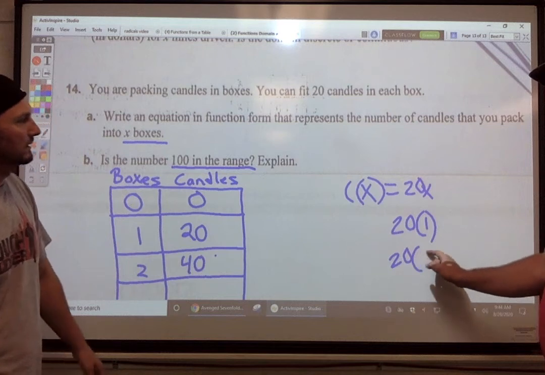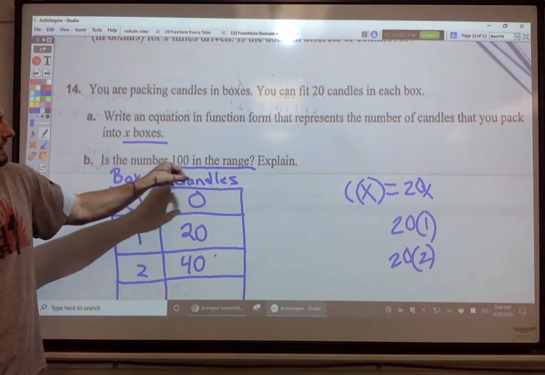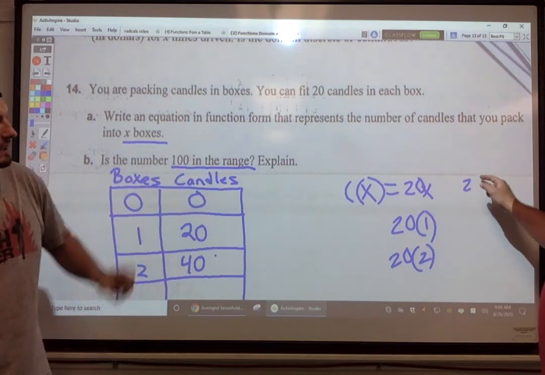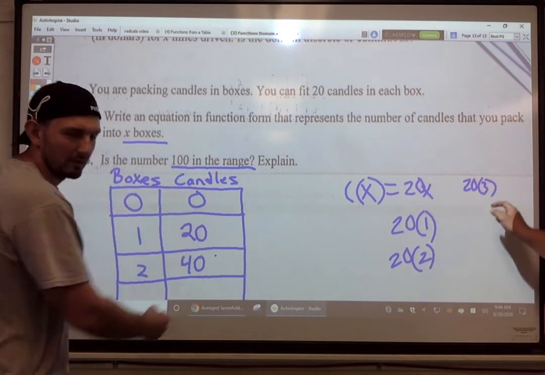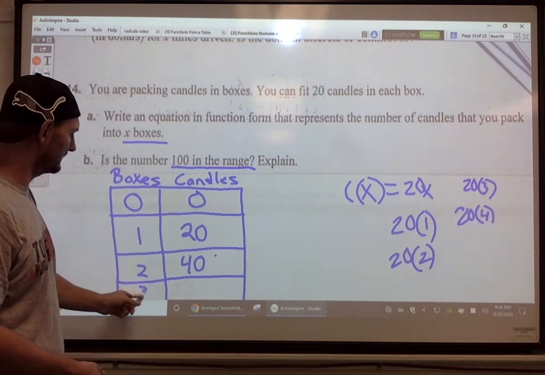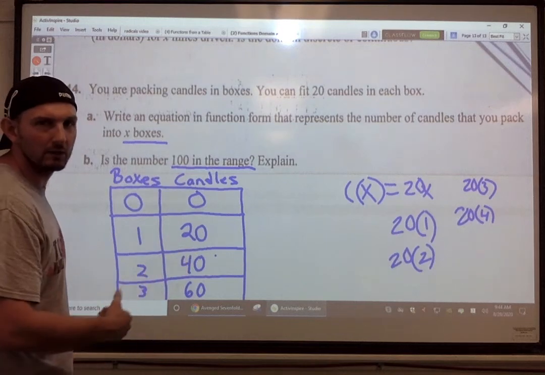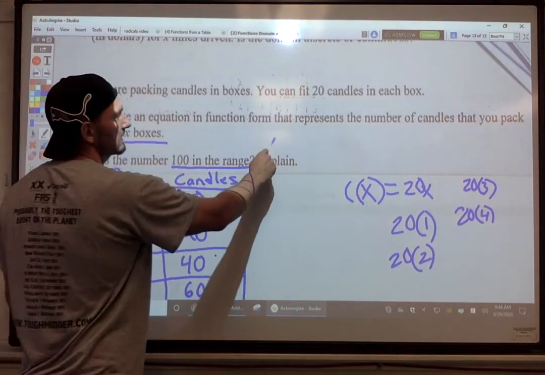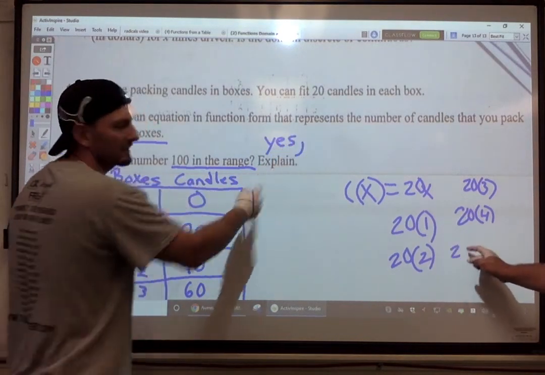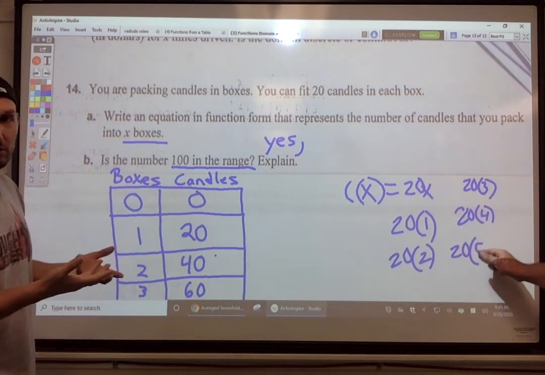So this part B is saying, is the number 100 in the range? So that's the candles. So in this column here, am I ever going to have 100? Well, if I do 3, I'm going to have 60. If we keep going, eventually we will. We'll say yes. But it says explain. So how can I prove that there's 100?